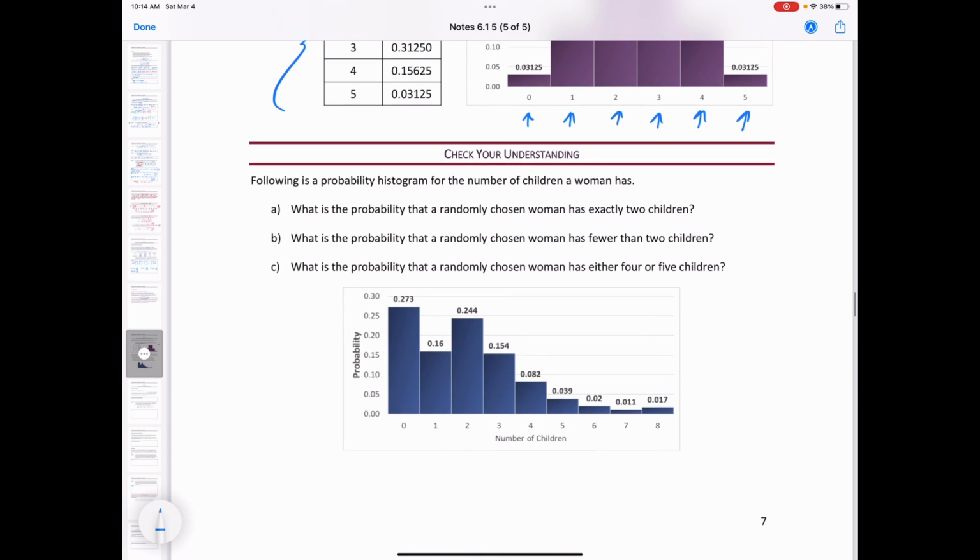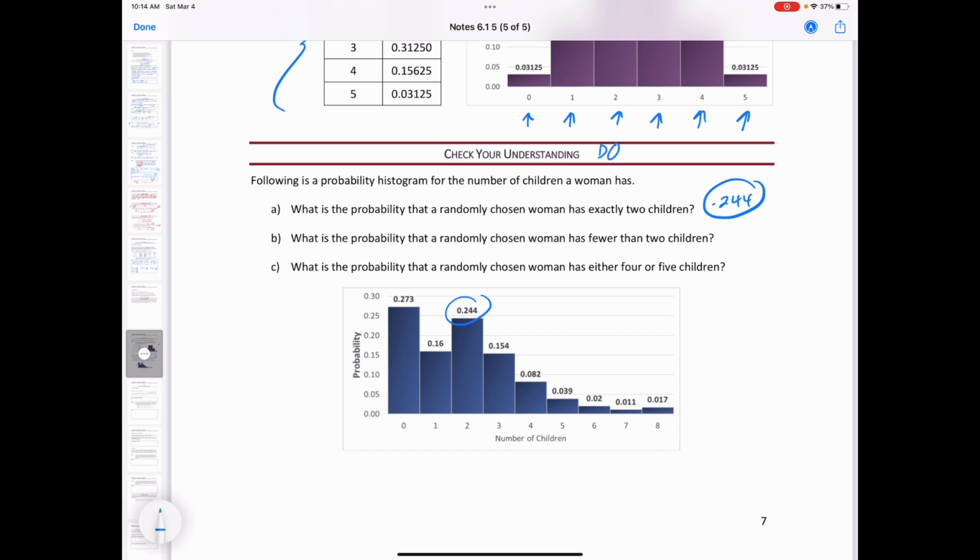And I want you to pause the video and try this problem down here. And then we'll come back to it and check your answers. This one says, what's the probability that a randomly chosen woman has exactly 2 children? All right, so that's going to be 0.244.